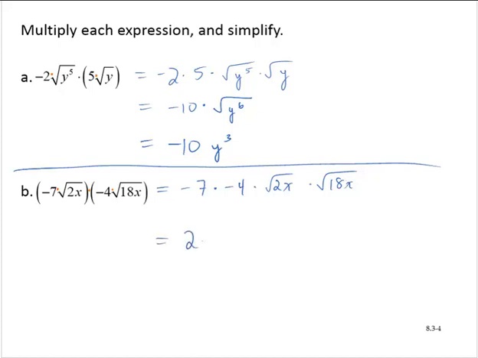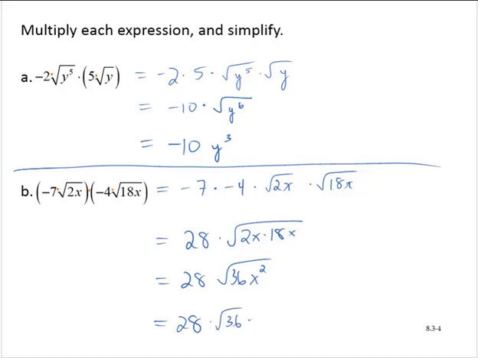And so we have 28 times the square root of 2x times 18x. So that's 28 times the square root of 36x squared. Now if we want to, we can break that up as the square root of 36 times the square root of x squared.